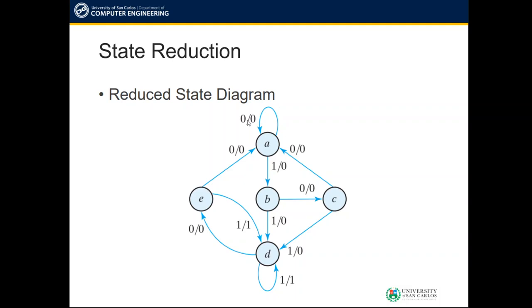And then you can now redraw the state diagram into its equivalent reduced state diagram. Previously you had 7 states, A, B, C, D, E, F, and G. You have now in the reduced version 5 states.